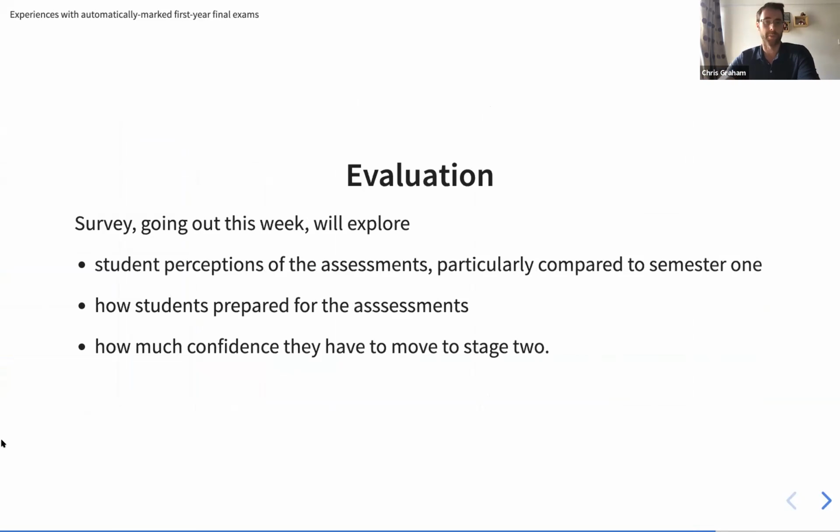Okay, I've got a couple of minutes left. So we have an embargo on our assessment survey going out this week. We have a survey at the moment out on perceptions of remote learning. So that's going out tomorrow, and we're interested in particular in their experiences compared to semester one, where they had written exams. I'd like to know how they prepared for these assessments and how confident they are moving into stage 2 in the next academic year.